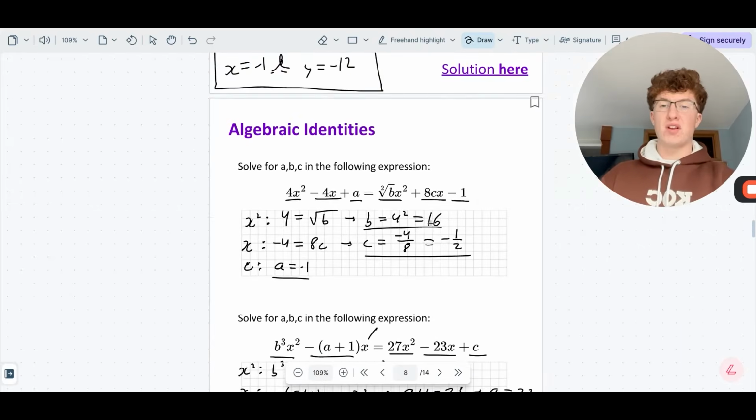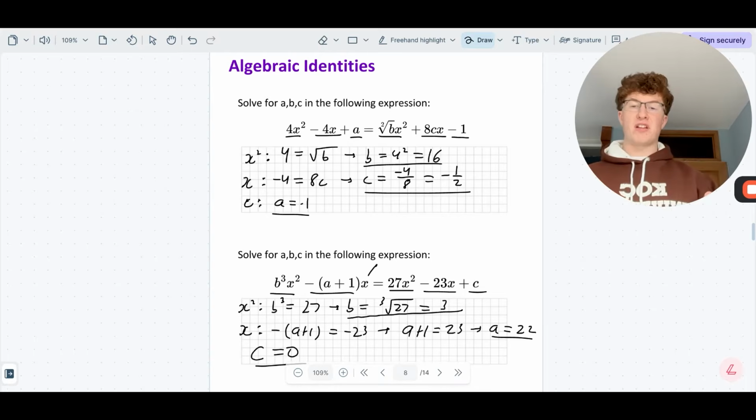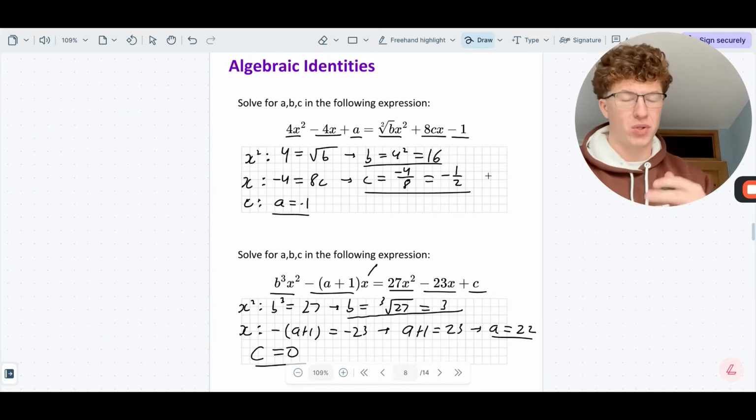So whenever you're doing algebraic identities, just remember, match up the x squared terms to each other, match up the x terms to each other, and match up just the numbers on their own to each other.